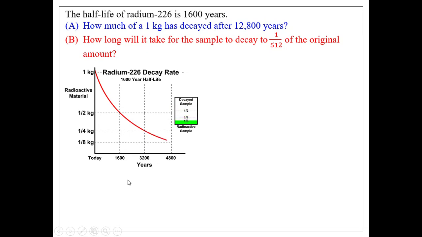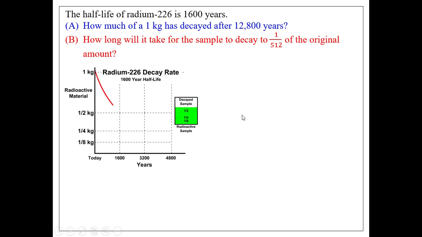So here is a graph for radium-226. The starting amount here is 1 kilogram for this particular problem. As you can see here, it shows the half-life. So it'd be 1 kilogram, and it would be 0.5, and 0.5 divided by 2 would be 0.25, and then 0.25 divided again would be 0.125 or 1/8. So you keep dividing by 2, and by 2, and by 2. Okay. So this is just a sample of what's going on here in the problem.